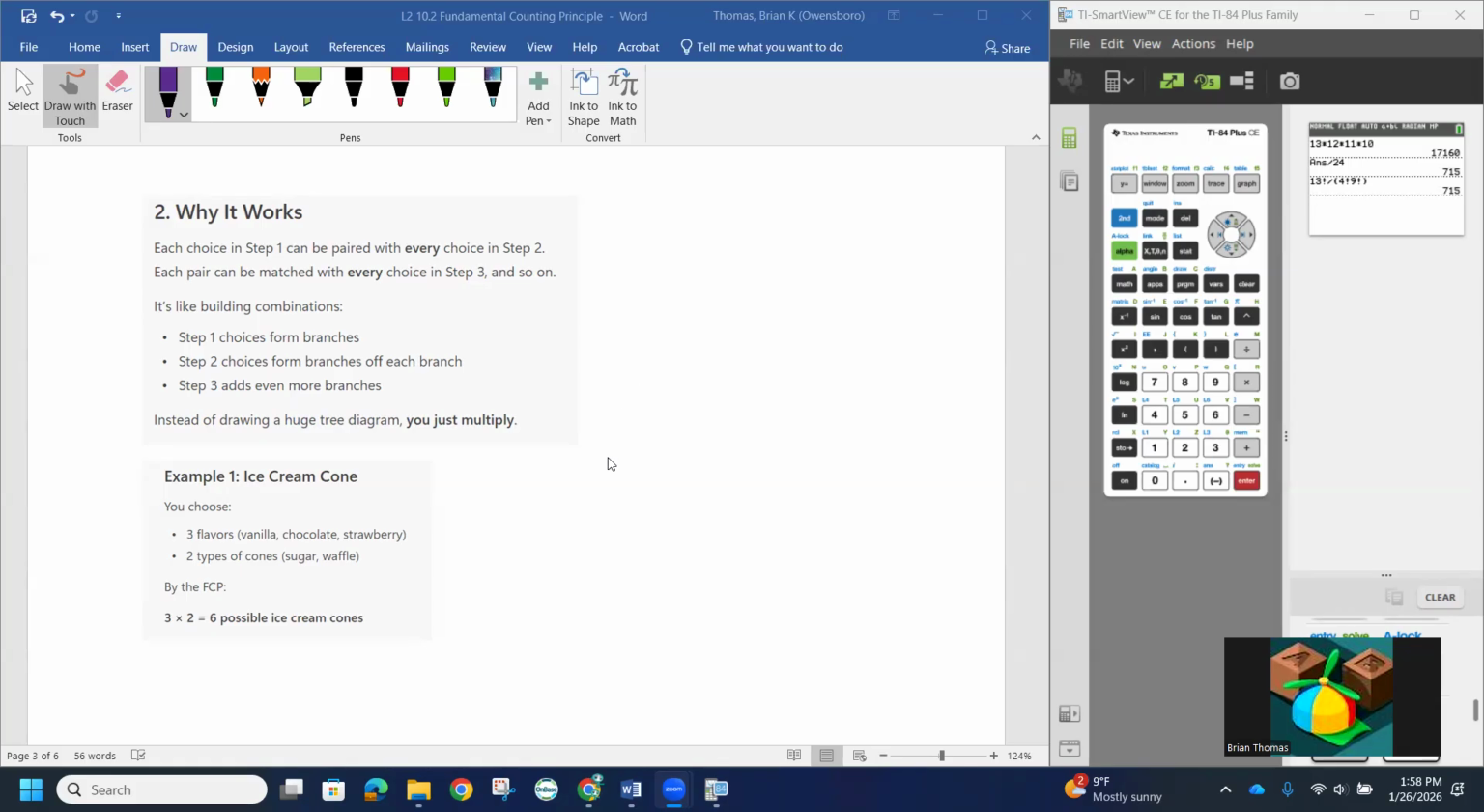One of the examples you can see here is an ice cream cone. If you have three flavors, the most popular, vanilla, chocolate, and strawberry, and there are two types of cones, notice how we could try to list all of the things like in a tree diagram. Let me pause the video for a second and see if I can make a tree diagram for you.